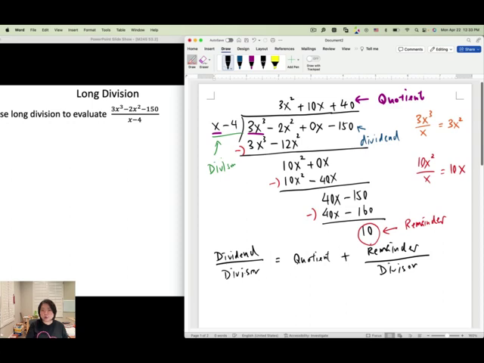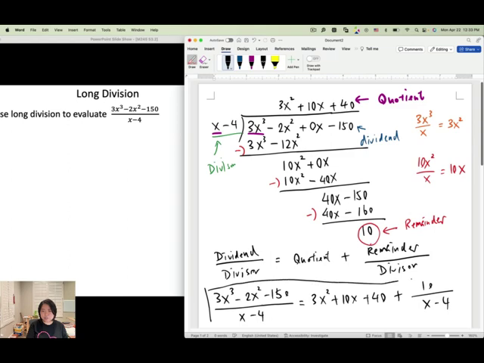Okay, so I'm going to plug it in. My dividend will be 3x cubed minus 2x squared minus 150, divided by the divisor x minus 4, which is going to be equal to the quotient 3x squared plus 10x plus 40, and then plus the remainder divided by the divisor. So this is going to be my final answer.